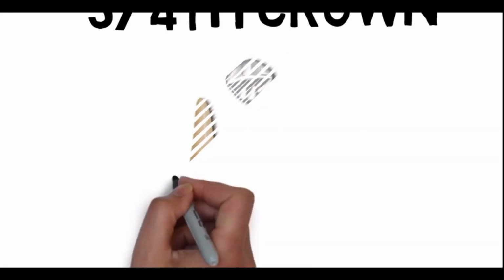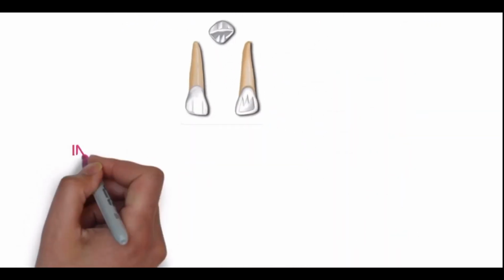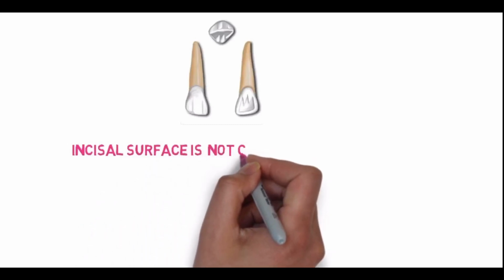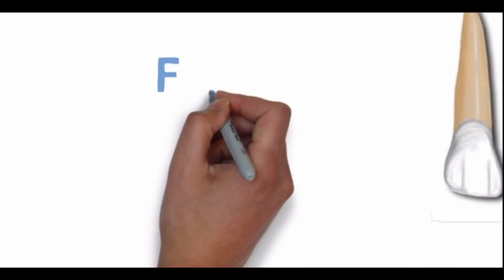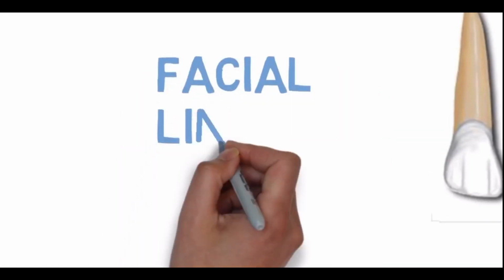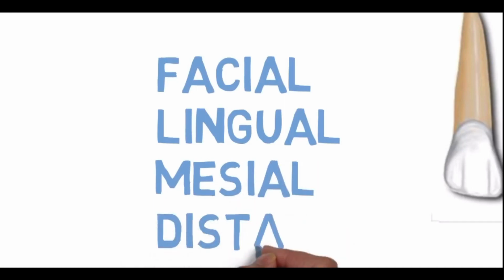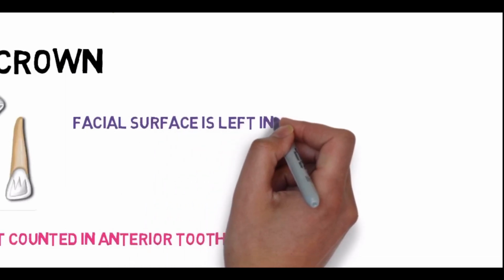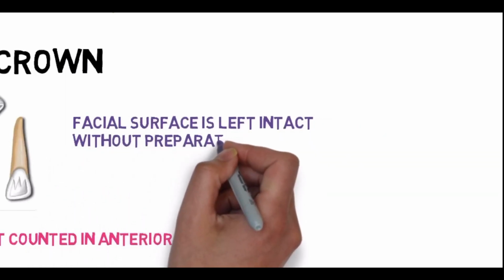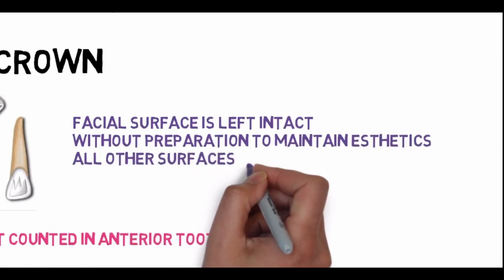First is 3/4 crown. As you all know, anterior teeth have 5 surfaces, but we are not including the incisal surface while calculating our preparation. All 4 surfaces are facial, lingual, mesial, and distal. In 3/4 preparation, we are leaving the facial surface intact for the purpose of aesthetics, and all other surfaces are covered. Hence the name is given as 3/4.